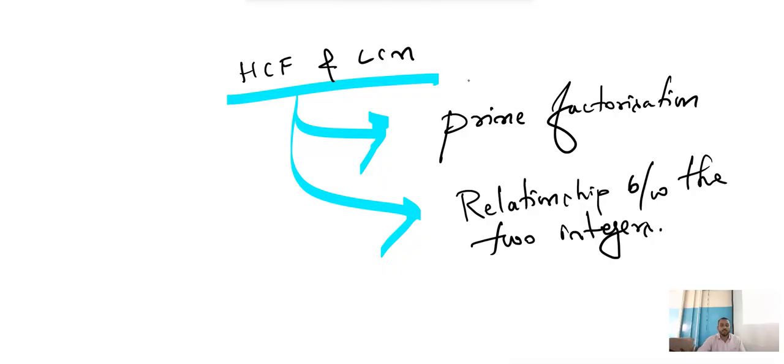Now, earlier we have done the previous step, right? The factorization, that is called prime factorization. Now, what is the relationship method? See, students, we have a relationship between the two integers. Make a note of this question. For 1 mark, you can expect this question.